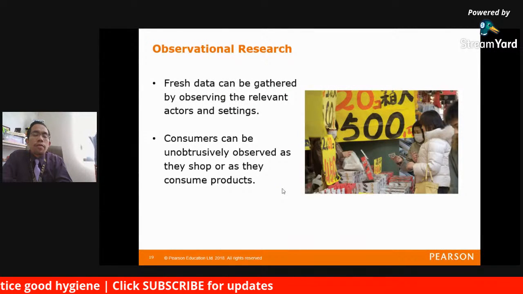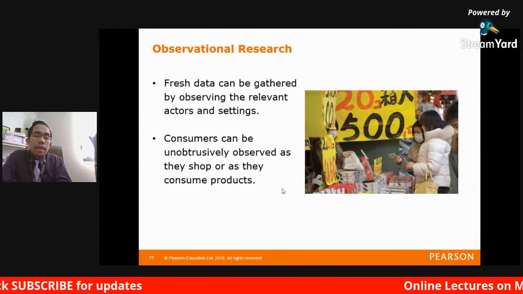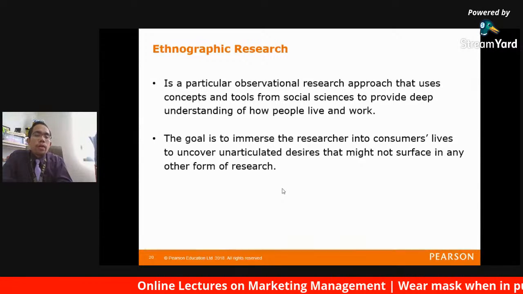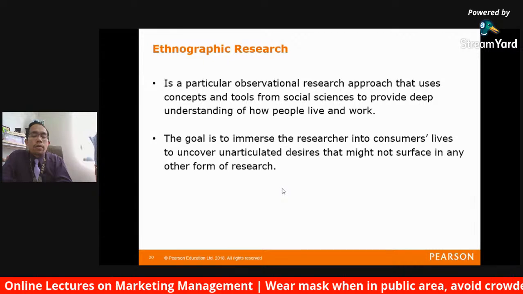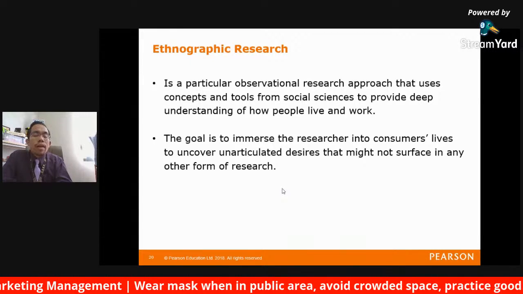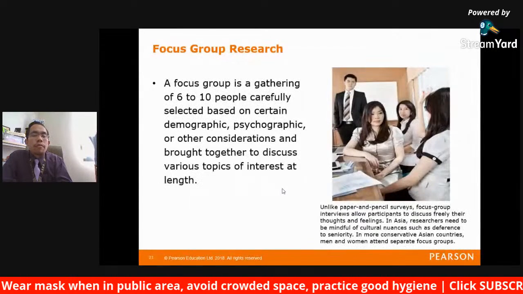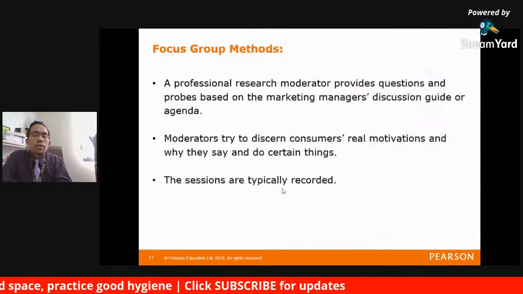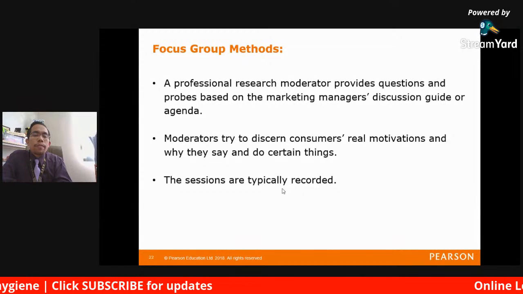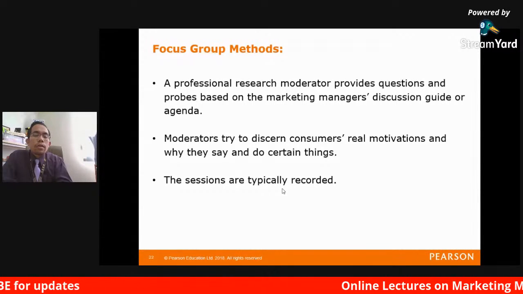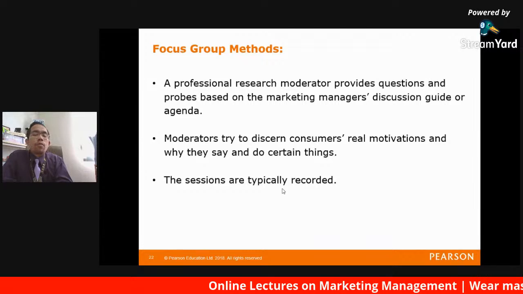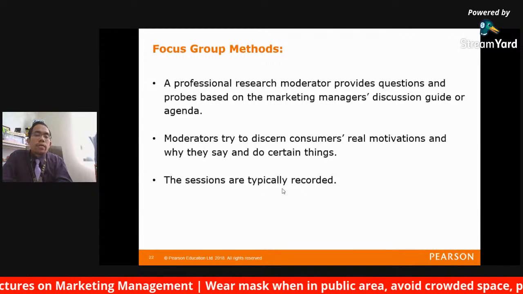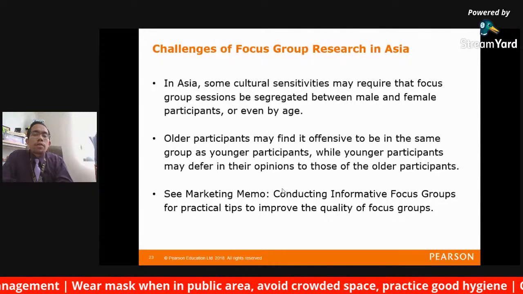Observational research, gathered by observing, ethnographic. You look at people, society, that's why we call it ethno. Focus group, calling for people, moderation. Focus group is also a very useful type of data collection. Challenges of focus group.